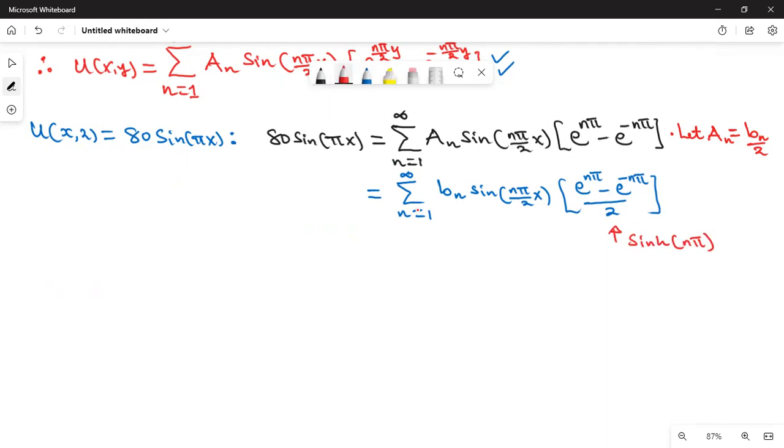So this you can as well write as the sum from n equals 1 to infinity of bn sine n pi over 2 x times hyperbolic sine of n pi. On the left hand side, what do we have? We have 80 sine pi x. That's what we have.